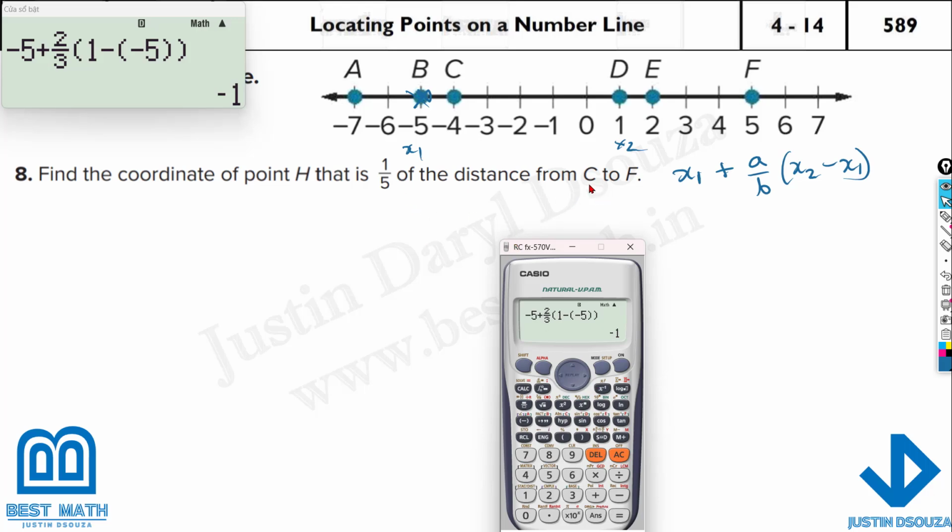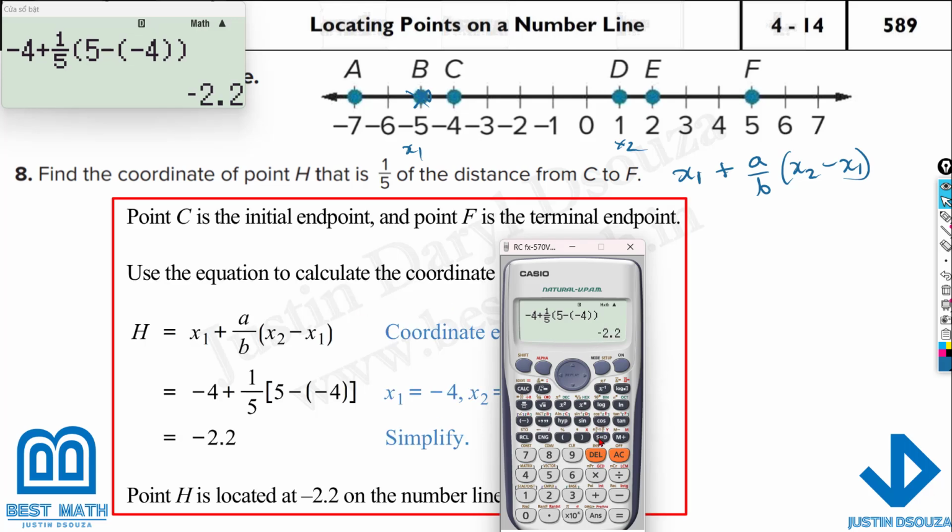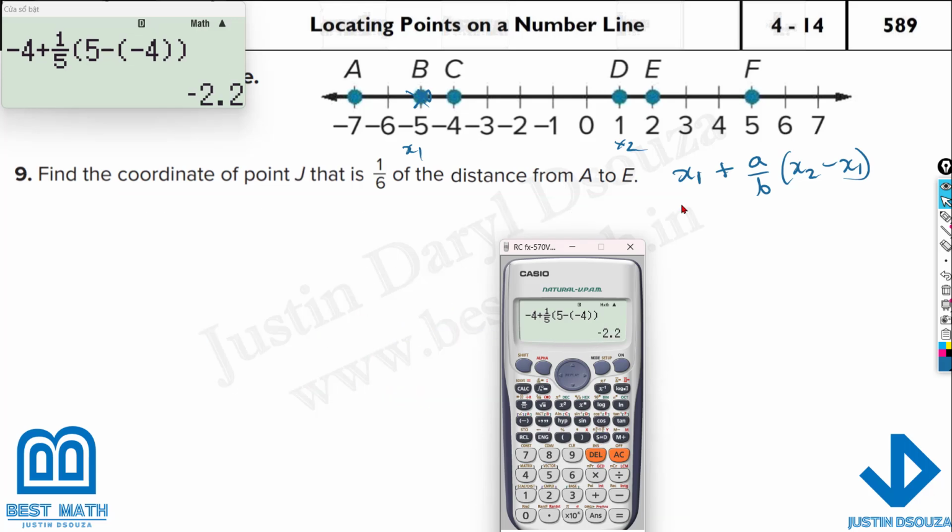Now look at the point. They have told C. Where is C? It's minus 4. So here it becomes minus 4, and the ratio is 1 by 5. So 1 is to 5. And what do we have here? Second point, F is at 5 minus, and again minus of 4. And this should be the answer. It's negative 11 by 5 or minus 2.2.